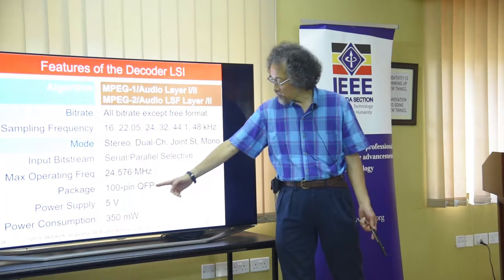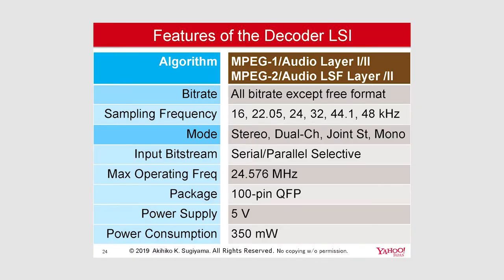The package was a 100-pin quad flat package, and the power supply was 5 volts. Consumption was about 350 milliwatts. So this is a photomicrograph of the decoder chip. If you magnify the chip, it looks just like this.